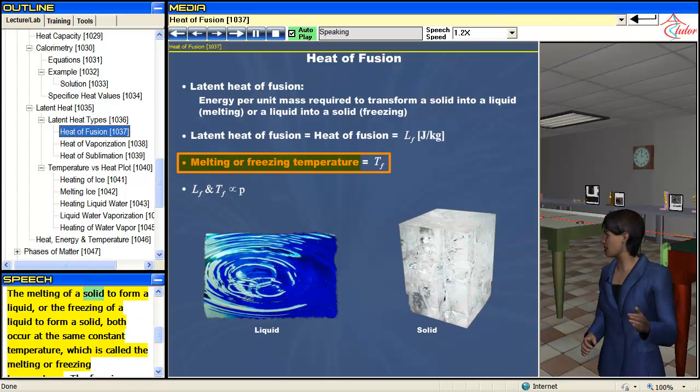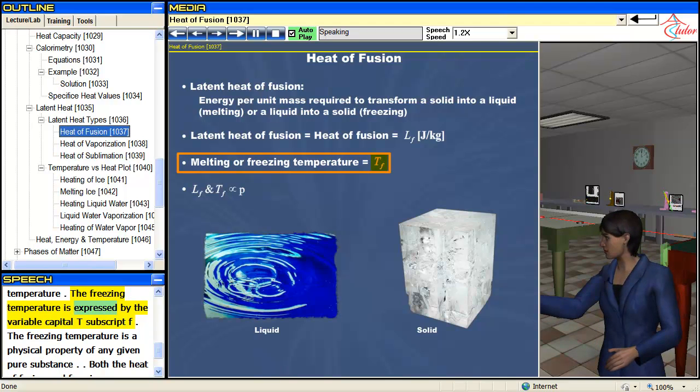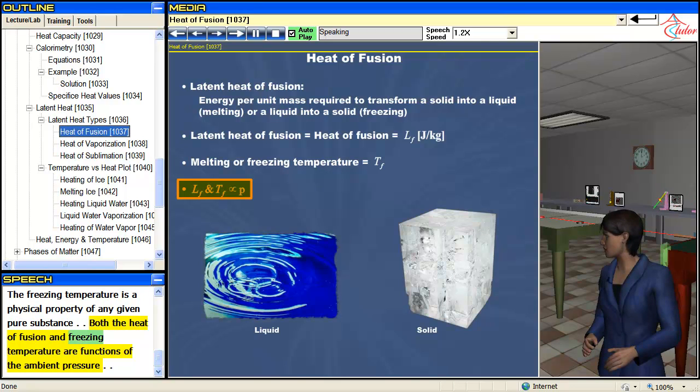The melting of a solid to form a liquid, or the freezing of a liquid to form a solid, both occur at the same constant temperature, which is called the melting or freezing temperature. The freezing temperature is expressed by the variable capital T subscript F. The freezing temperature is a physical property of any given pure substance. Both the heat of fusion and freezing temperature are functions of the ambient pressure.